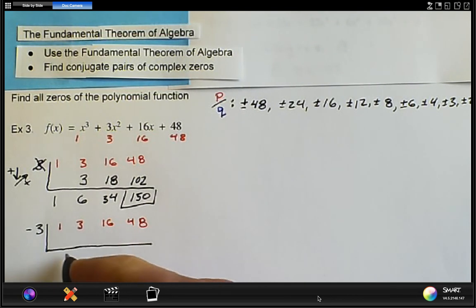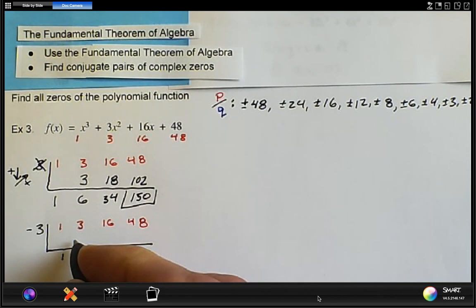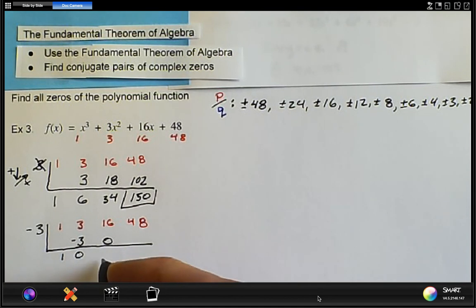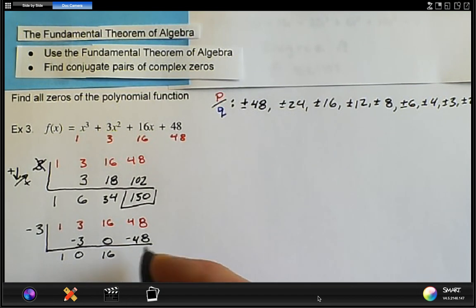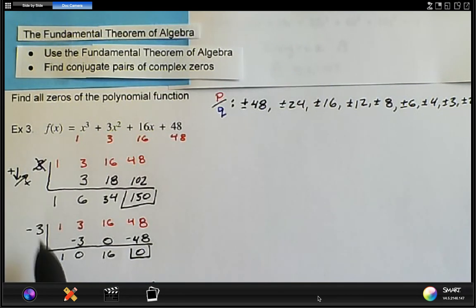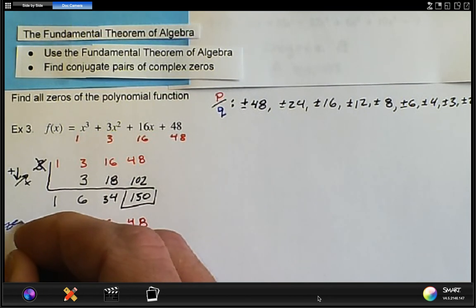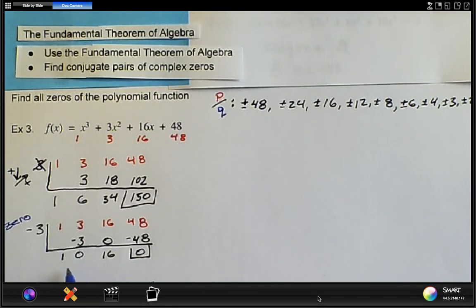And so we get 1. 1 times negative 3 is negative 3. 3 plus negative 3 is 0. 0 multiplied by negative 3 is 0. Add down, we get 16. And then we get negative 48. And then that gives us 0. All right. So that tells us that negative 3 is a 0. Now, that gives us the remainder of our polynomial. So our remainder was 0. Then we have our constant term, our linear term, and our x squared.